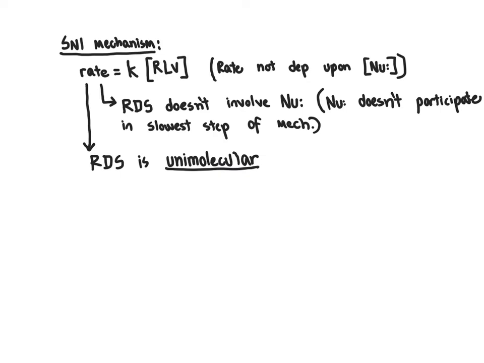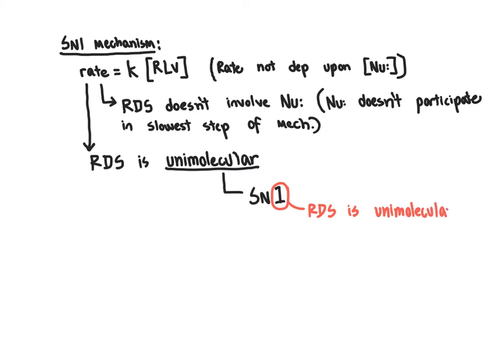And this is the origin of why this is called an Sn1 reaction mechanism. So Sn stands for substitution nucleophilic, and the 1 there is referring to the fact that the rate determining step is unimolecular. So that's how we can remember the difference between Sn1 and Sn2 in the terminology: the 1 there indicates that the rate determining step is unimolecular. It involves only one molecule, that is the electrophile.